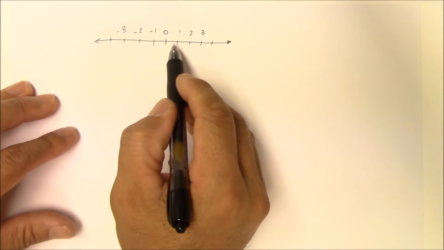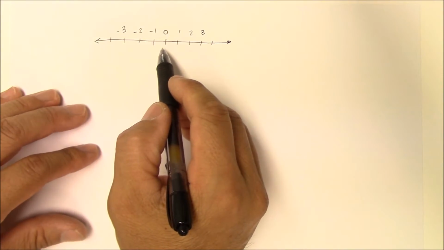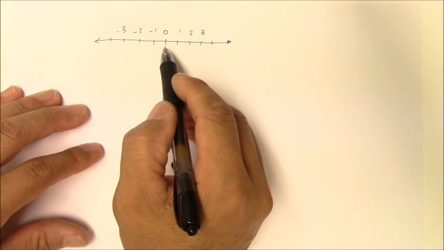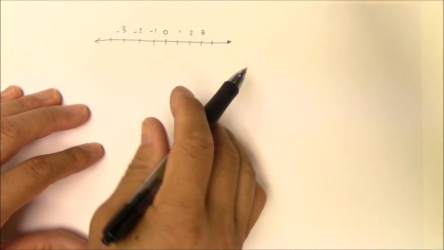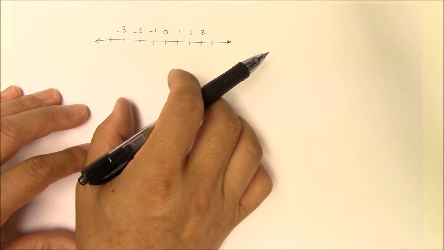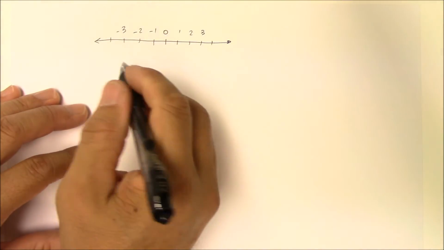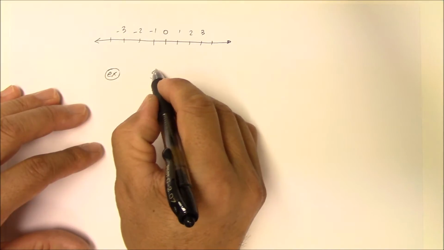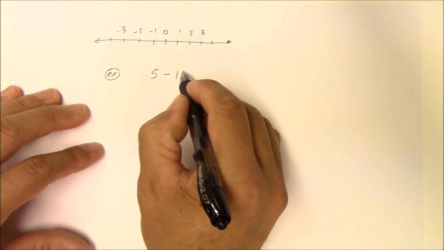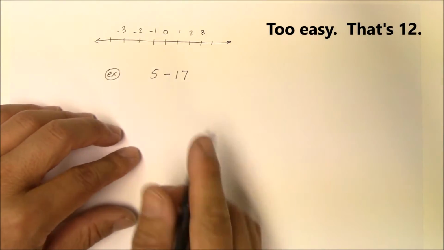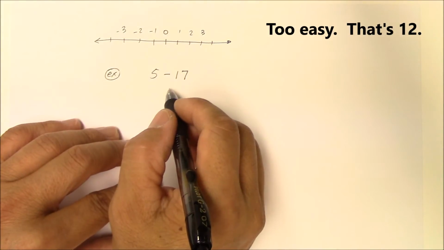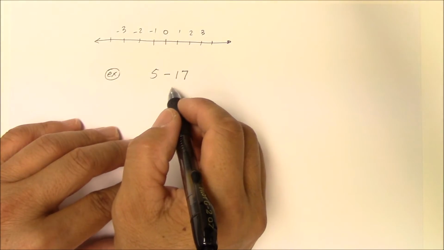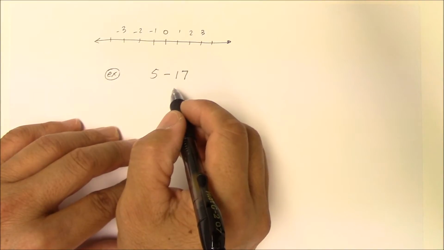So how do you subtract integers? Adding kind of made sense. But what about subtracting? So let's keep it consistent. There are many ways to present it. For example, let's say we have 5 minus 17. So here's what you want to do. This is the old style, and it still works. And I like it because it's consistent.